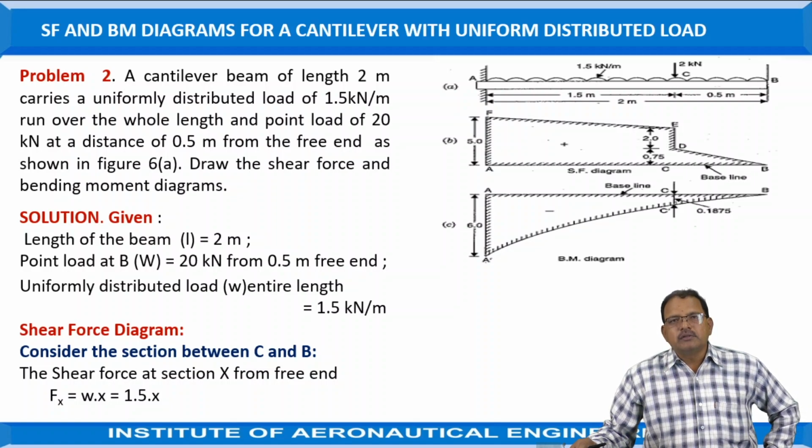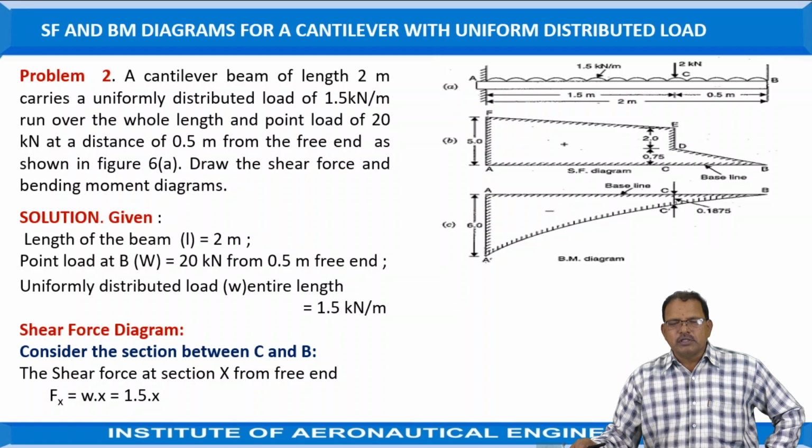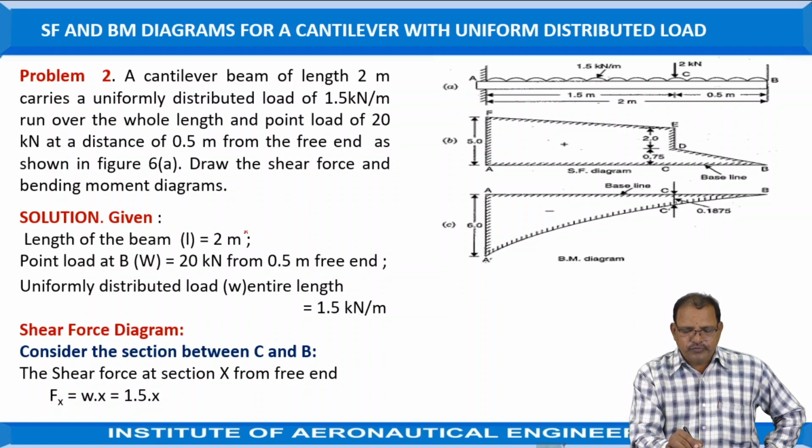A cantilever beam of length 2 meters carries a uniformly distributed load of 1.5 kilonewtons per meter run over the whole length, and a point load of 20 kilonewtons at a distance of 0.5 meters from the end, as shown in the figure. Draw the shear force and the bending moment diagrams. In this problem, the given data is the length of the cantilever beam, 2 meters.